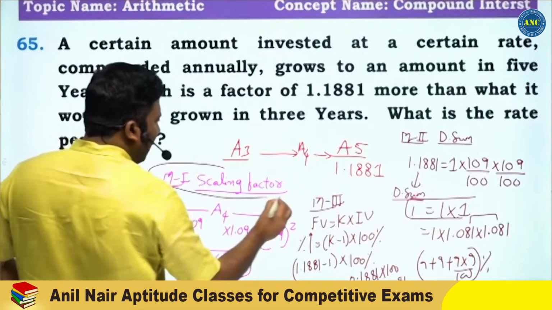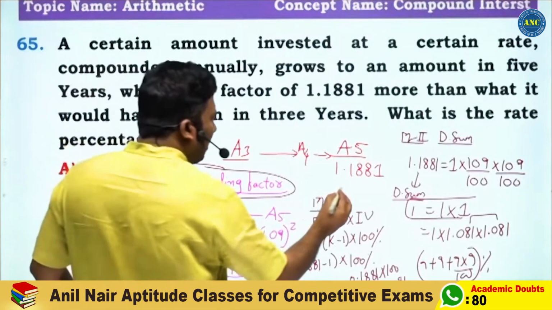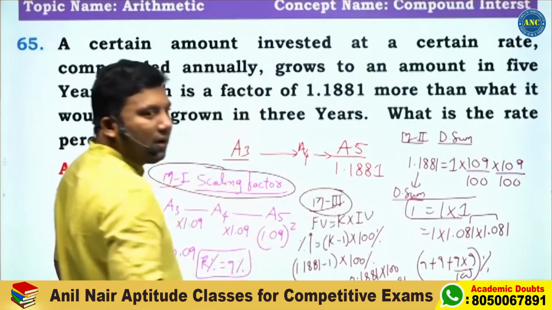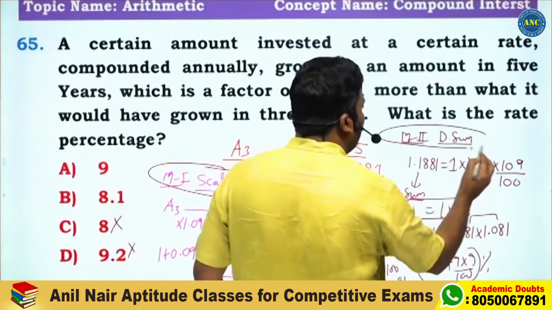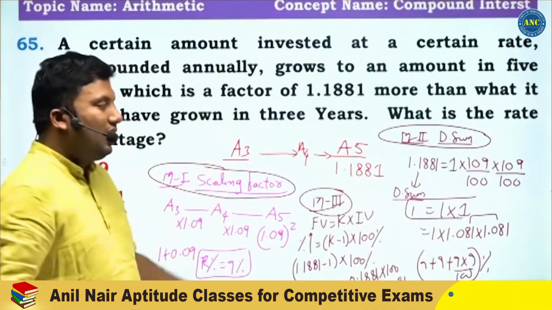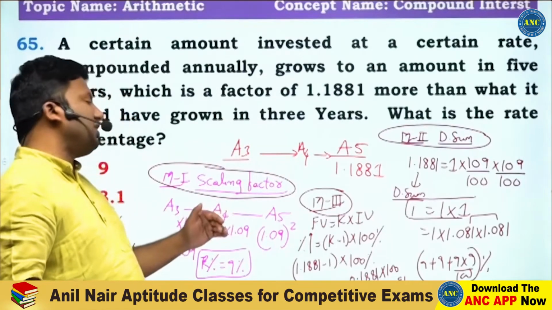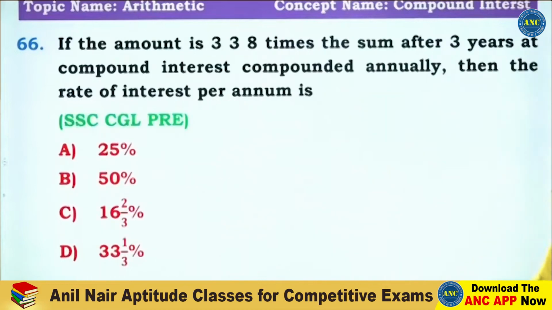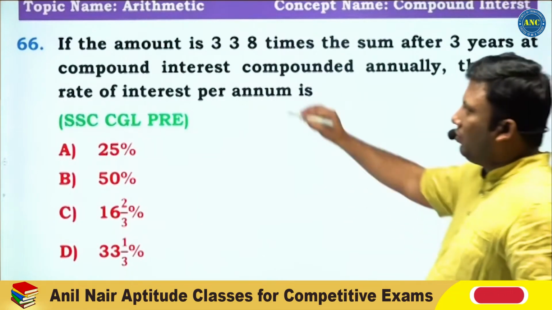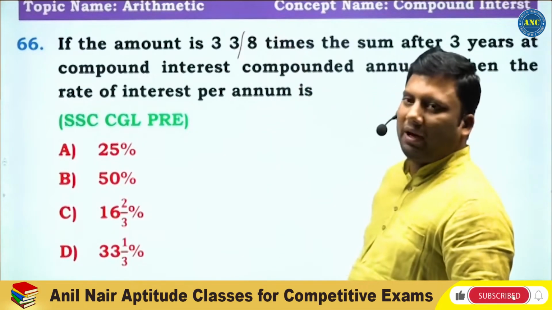Method 1 is the scaling factor concept. Method number 3 is the overall percentage increase concept. And method number 2 is the digital sum concept. Digital sum, overall percentage change, and the scaling factor. Three methods I am going to tell you. It is 3 by 8.